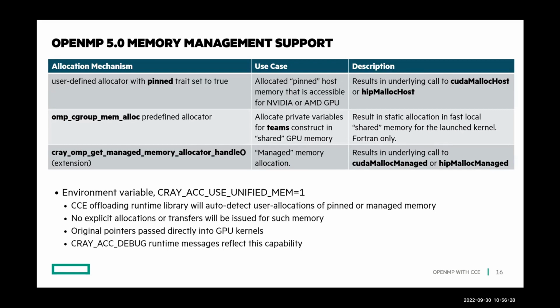The other thing that we have is an environment variable, use unified memory. And so this is an environment variable that you can set that will tell the runtime to leverage pinned memory or managed memory to avoid doing allocations and transfers on map operations. And so you can set that, and it will do in-place accesses in pinned memory, or if you have managed memory, it'll take advantage of that. And again, using the Cray ACC debug messaging, it'll provide that information to you that it was able to leverage unified memory in those cases, rather than doing those extra allocations or data transfers.